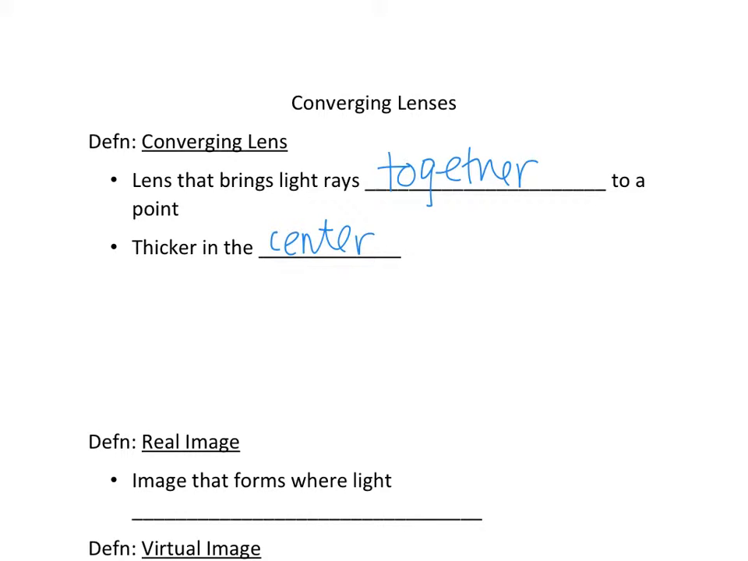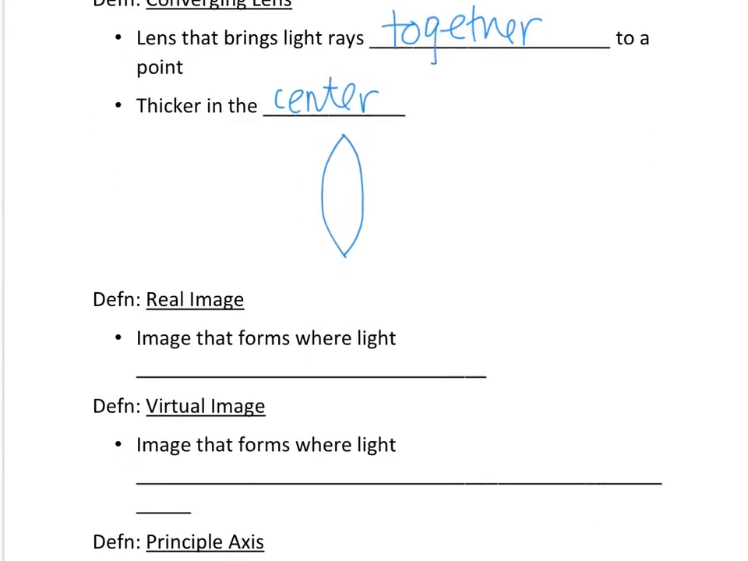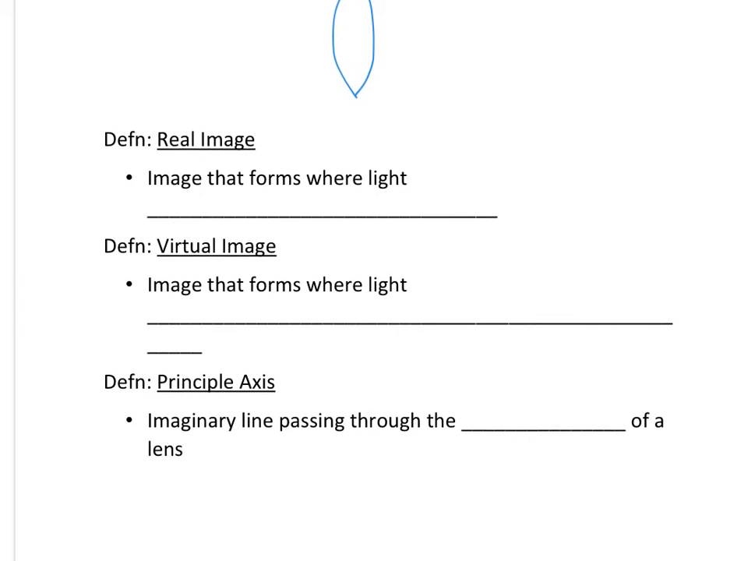So what do they look like? They have this general shape. They're thicker in the center, and whenever we draw lenses, this is what I'm going to use. They're thicker in the center, thinner on top, and they bring light rays together. And lenses form images. There's two types of images you can have.